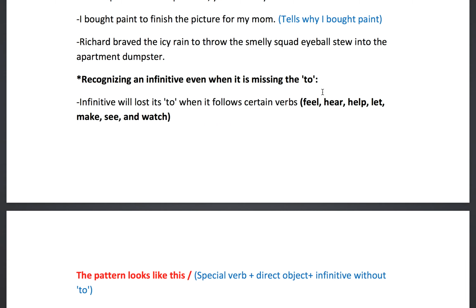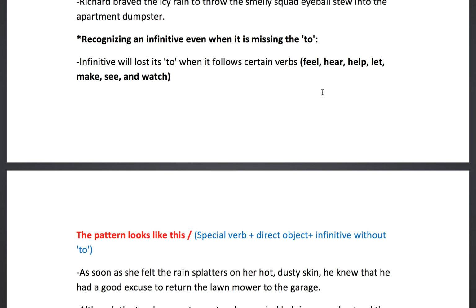And here is the other way of using infinitives. Recognize an infinitive even if it's missing the to. In some cases when we write an infinitive in a sentence, the to with it could disappear and we can write the verb base, the infinitive, without this to. But it's special; only in some cases can we do this.